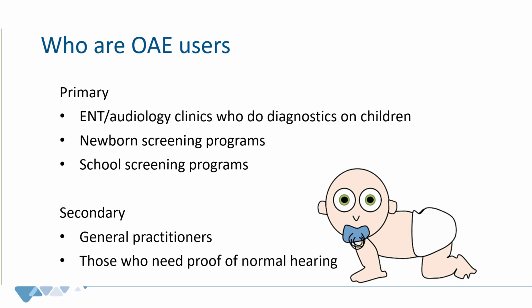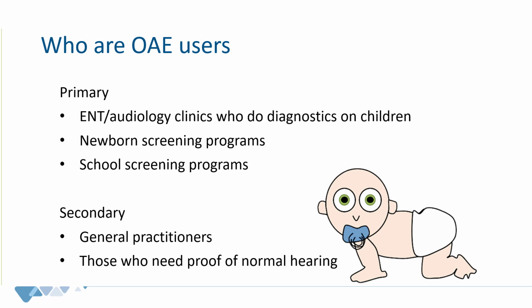Again, ENT and audiology clinics who diagnose on children, newborn screening programs, and school screening programs are the primary targets, but I do see secondary targets as well. Where I live in Denmark, we have general practitioners that have a tympanometer in case they need to test children if there is something with the middle ear. And I think, well, if there is so much doubt about hearing, why not do an OAE instead or in addition? And there are general practitioners that are open for those types of ideas. I don't know how it is in other countries, but I think there are opportunities there.